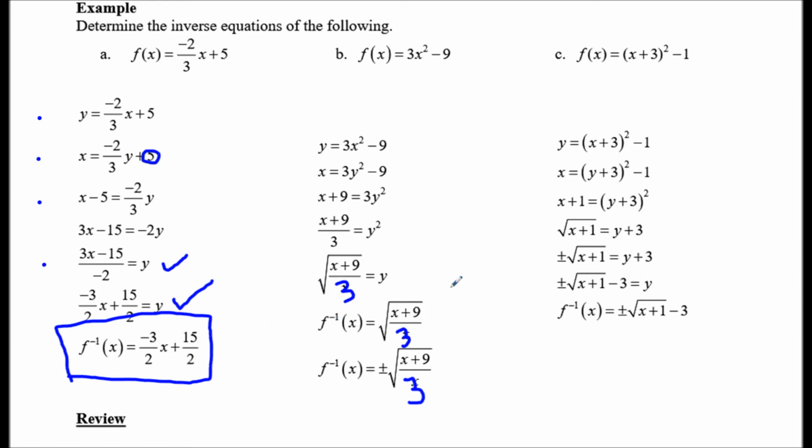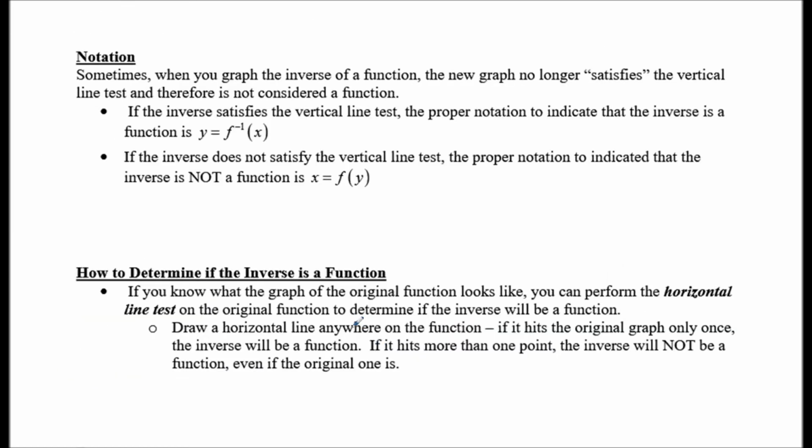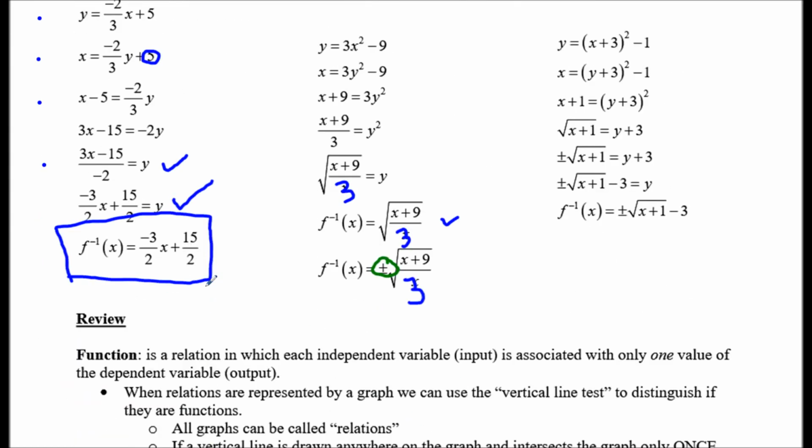Now, I want you to realize something. This is partially correct. You're going to say to me, Mr. Chandler, what the heck is this plus minus thing? Oh no, sorry about that. What the heck is this plus minus thing? Well, I'm going to show you. And here's what you need to realize.